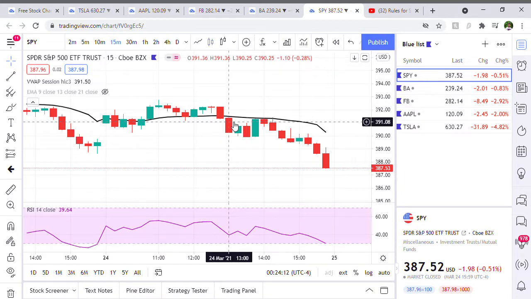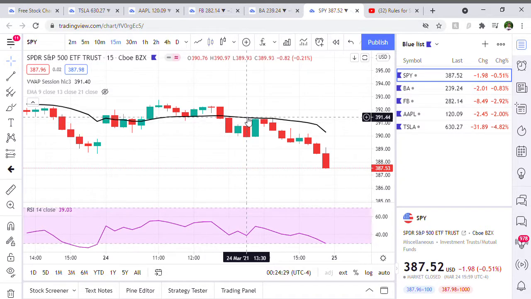What is the time? The time is 1 p.m. You can see the time at the bottom over here. The time of this candle is 1 to 1:15. Okay, now the next question is, when do I make an entry?